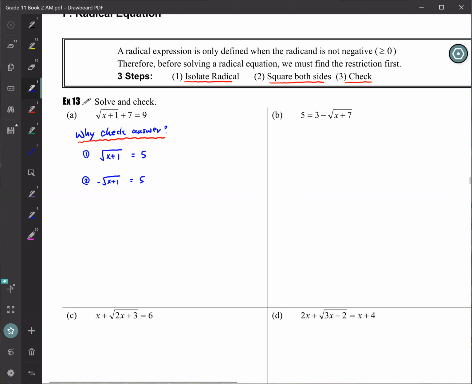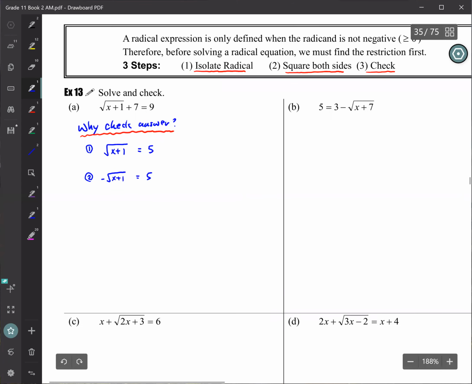All right, so let's follow the steps. First step, it says isolate the radical. So the equation is already isolated. The radical is on the left side for both the first one and the second one. Well, the second one is not really. You can move the negative to the other side.